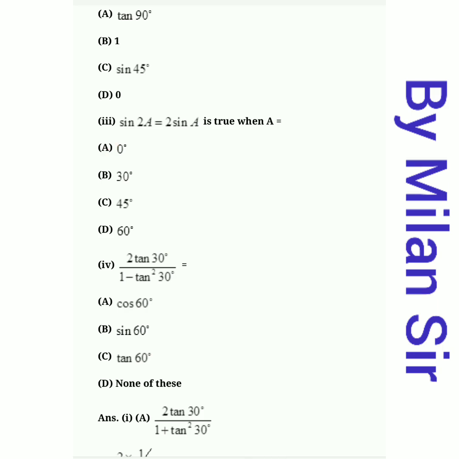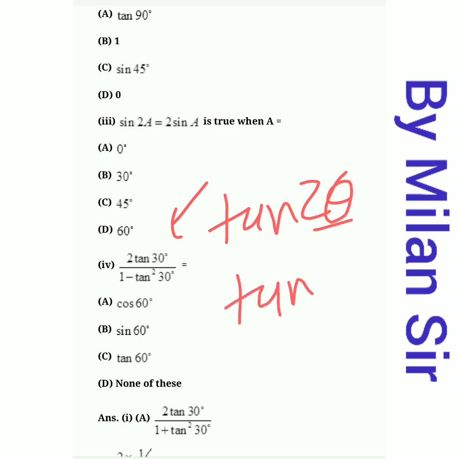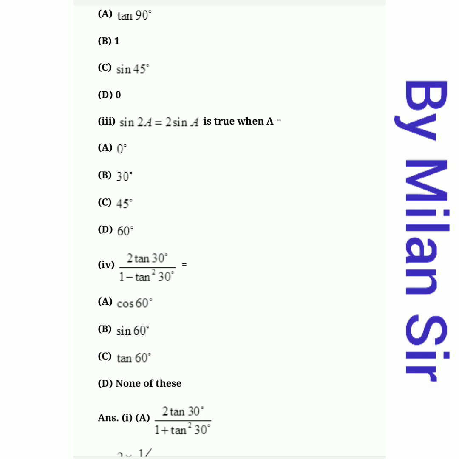Then question number 4. 2 tan 30 upon 1 minus tan square 30. It is the formula of tan 2 theta in terms of tan: 2 tan theta upon 1 minus tan square theta. Here theta is 30, so 2 theta is 60. So the final answer is tan 60. But this method we cannot use here, so we need to put the values.